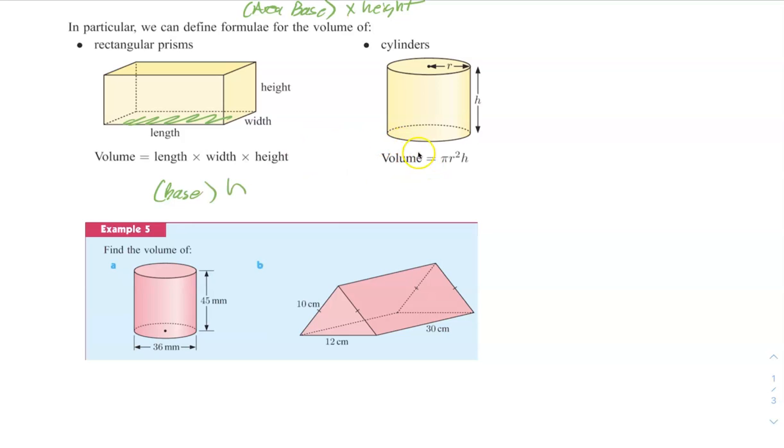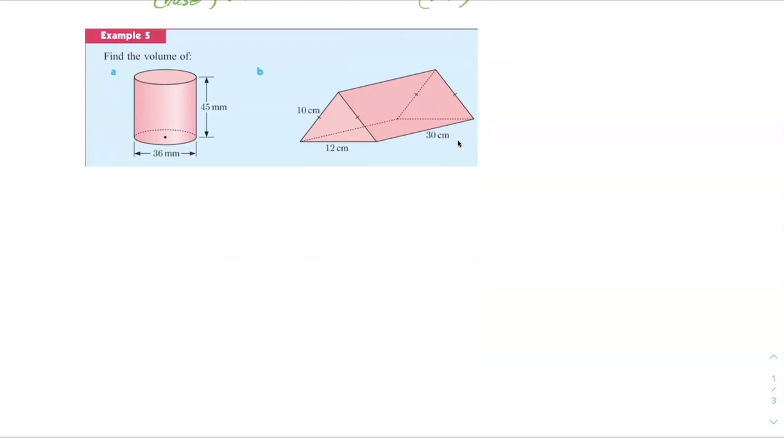Same thing here, right? They have this formula. Why is it that formula? Because the area of the base, in this case, is a circle. Then you times it by the height. That's all it is. So let's do an example real quick.